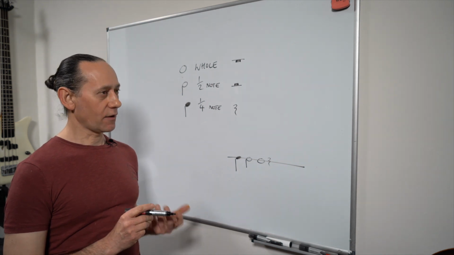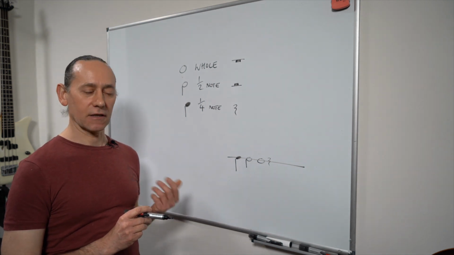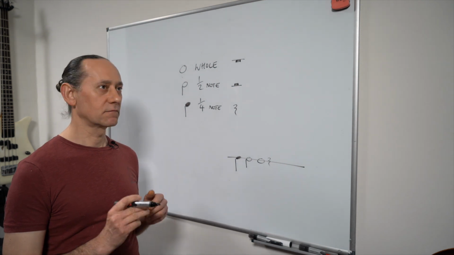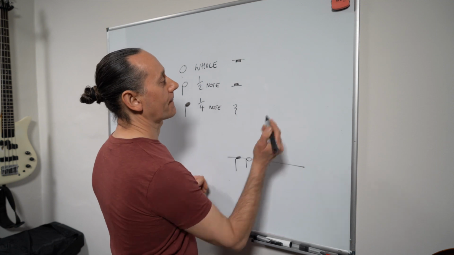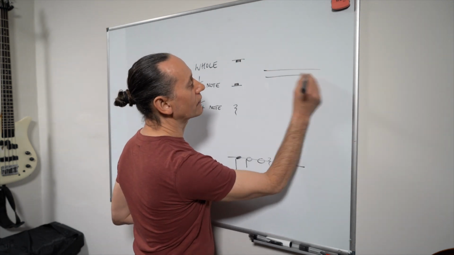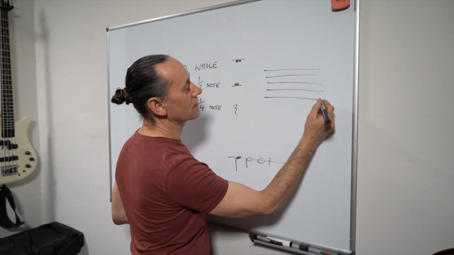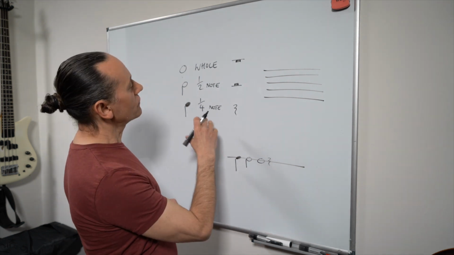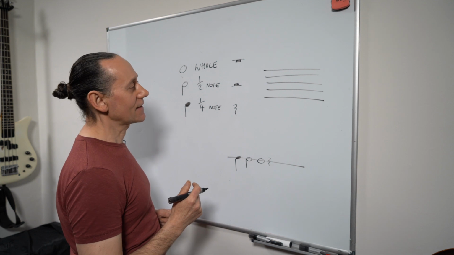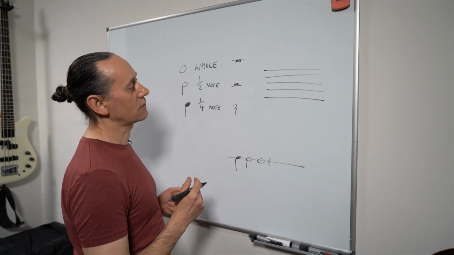For other instruments that have definite pitch, like violin, flute, guitar, we need to use a stave. And the stave is those 5 lines that we see music written on. And when you then place note values on that stave, there are certain rules that we need to stick to.